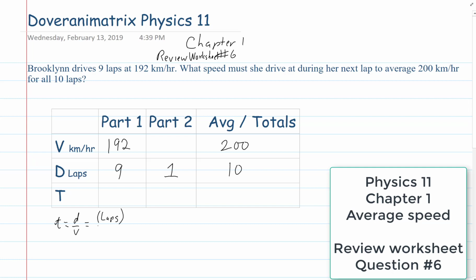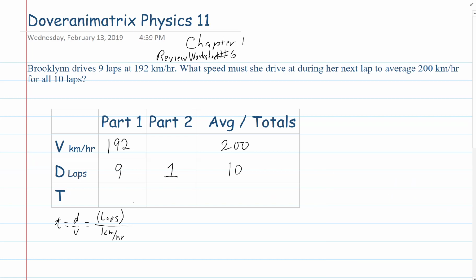And the velocity is in kilometers per hour. So if we don't convert these distances, which we're not, then the time unit is going to be like lap hours per kilometer, and that's a time unit. We don't care, because we're just going to make sure that they're all the same unit and it'll work out. So time is going to be distance 9 over 192. And the time here is going to be 10 over 200.